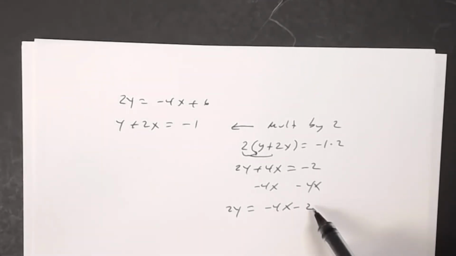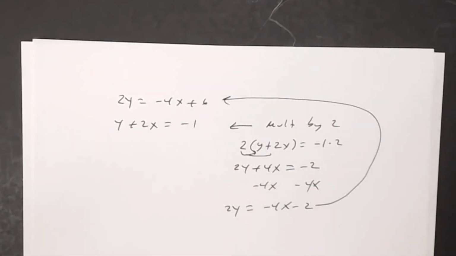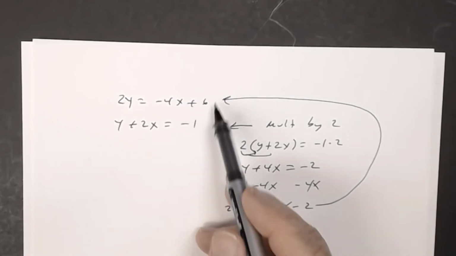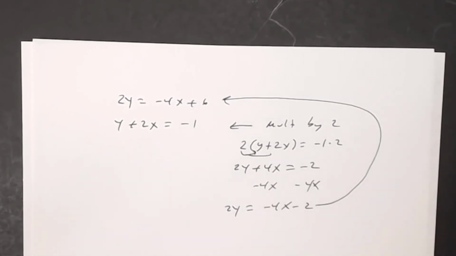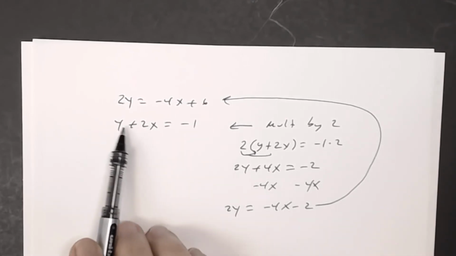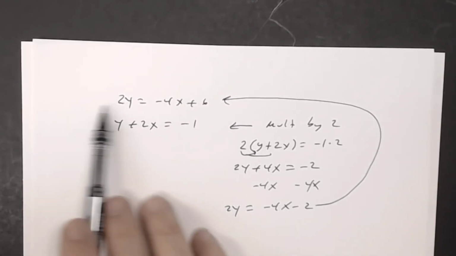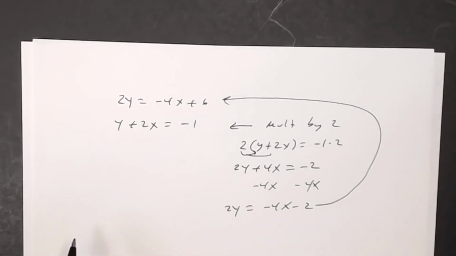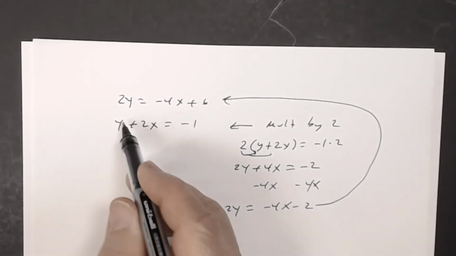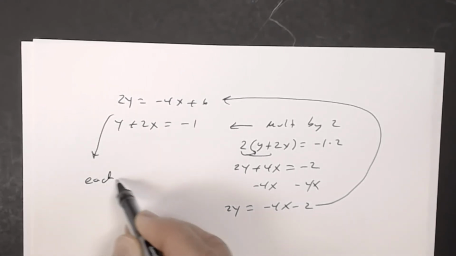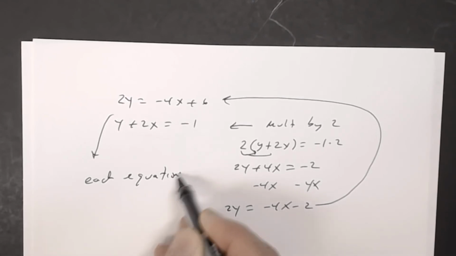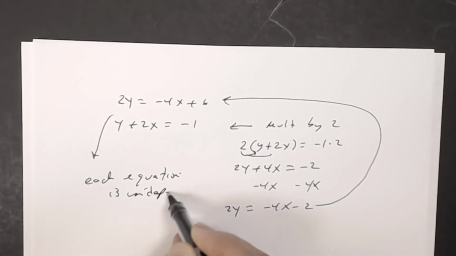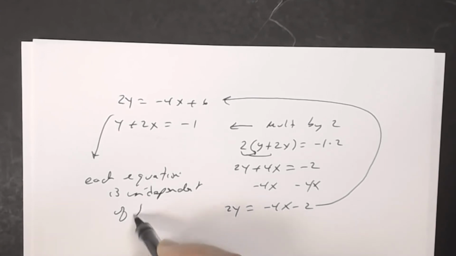So here's my question. Is this the same as this now? No. What's different? This constant. That's a 6, that's a what? Negative 2. So here's my question. Can I take this equation or this equation, multiply or divide by some number and get the other equation? No. So each equation is independent of the other. Each equation is independent of the other.